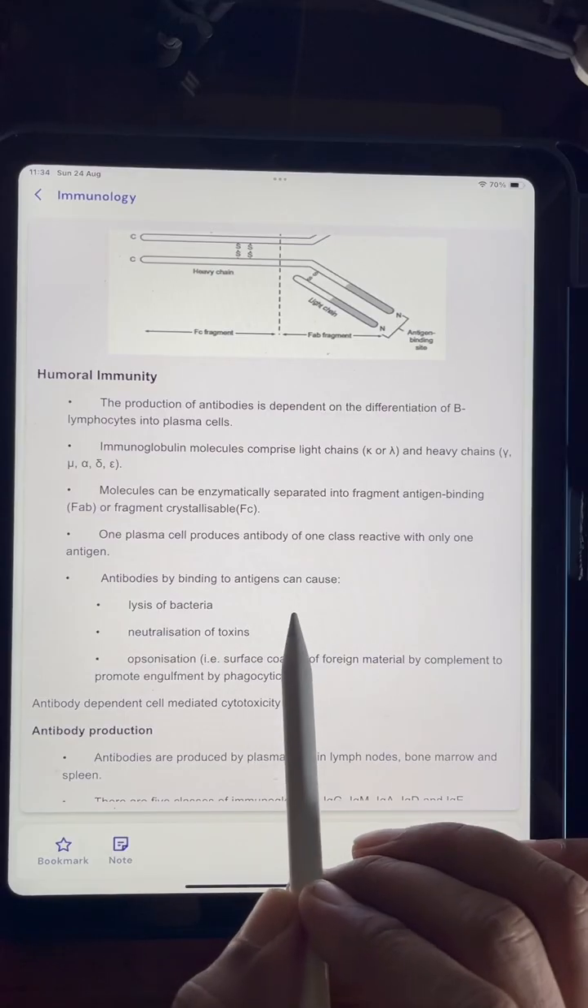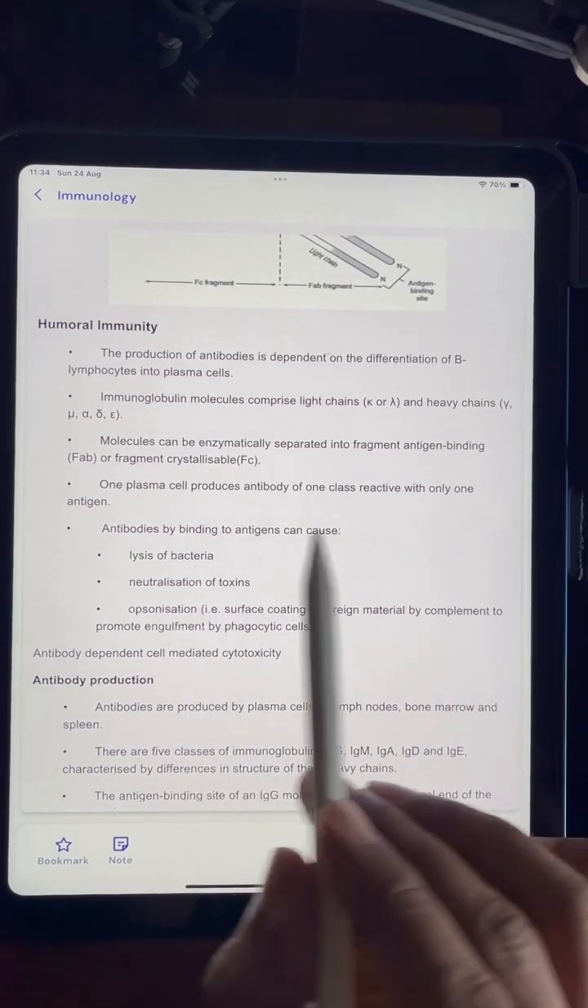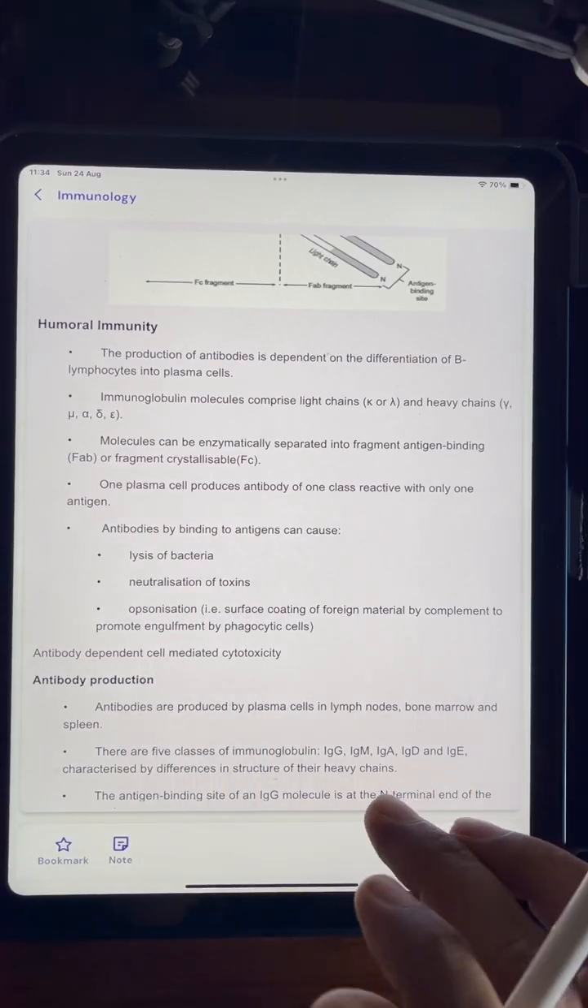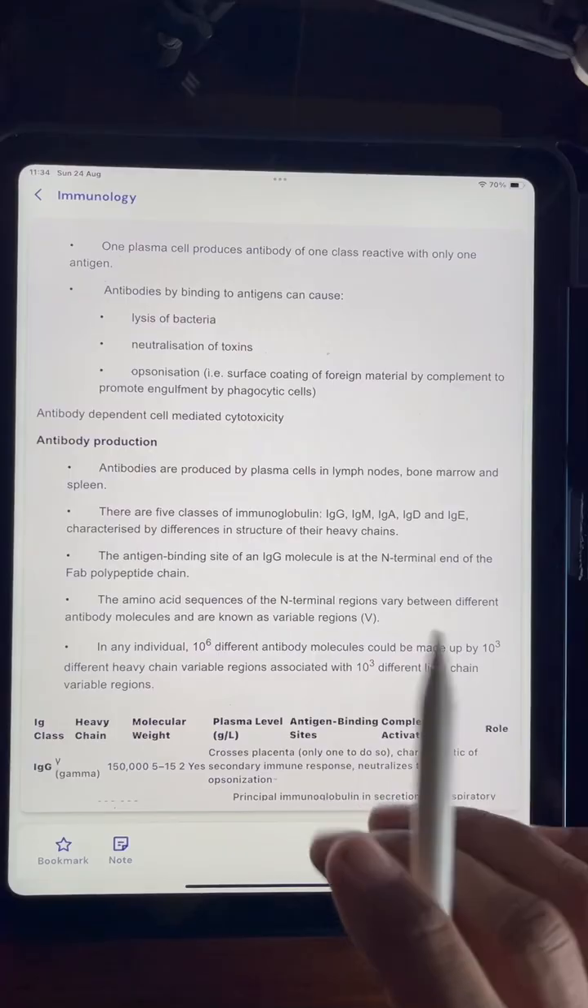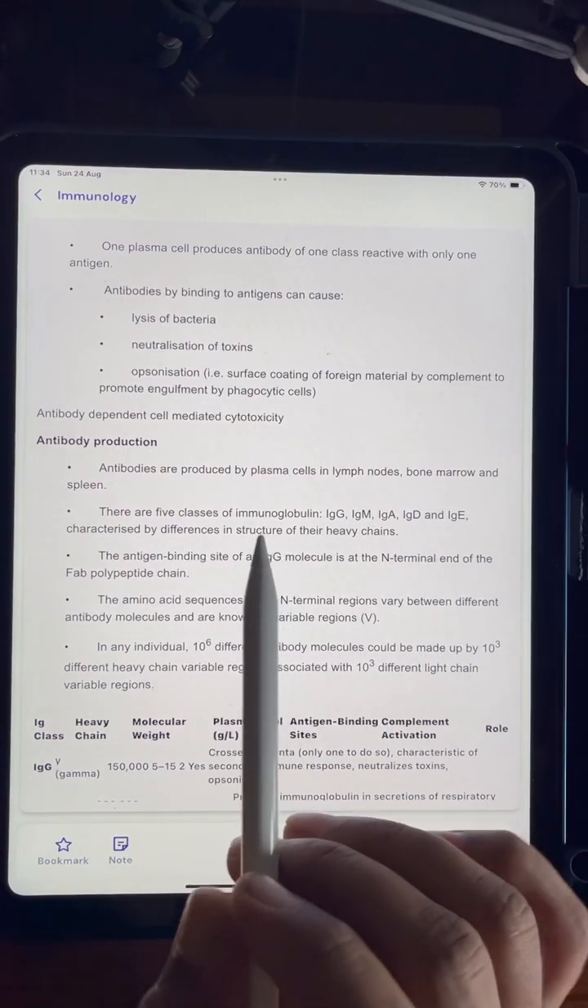Antibodies by binding to antigen can cause, how does it cause? It causes lysis of the bacteria. If antigen antibody binds: lysis of bacteria, neutralizing toxins, opsonization, surface coating. Antibodies are produced by plasma cells in the lymph nodes, bone marrow, and spleen. There are 5 classes of antibodies.